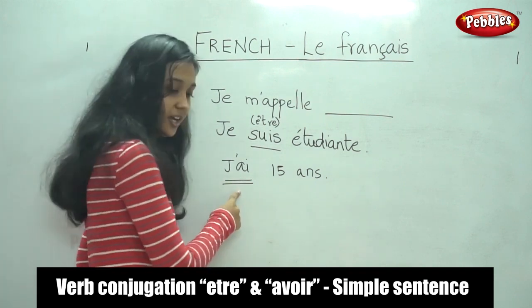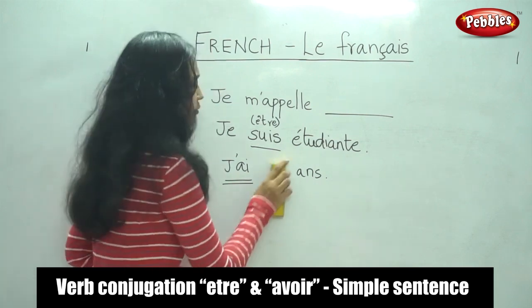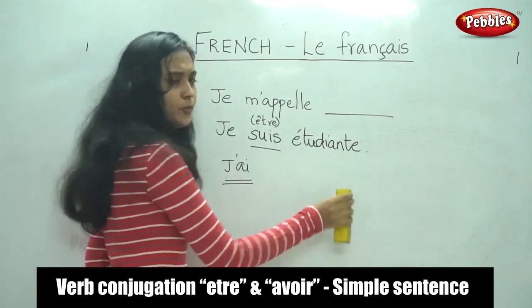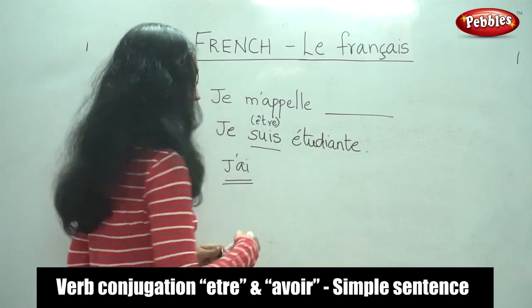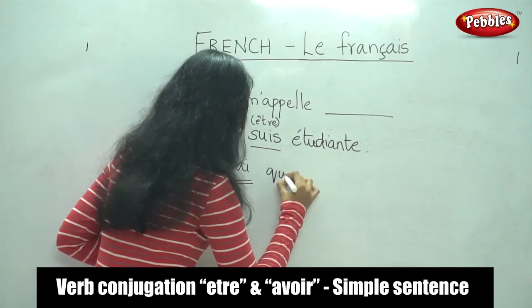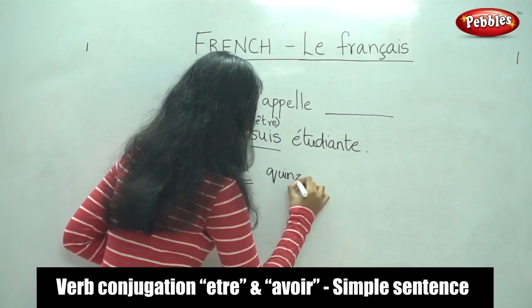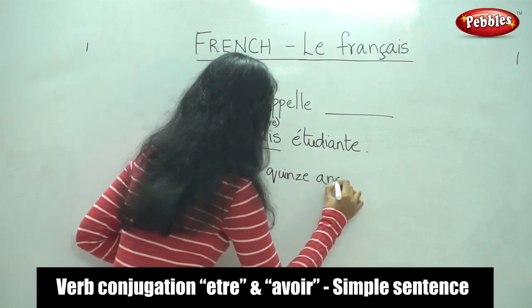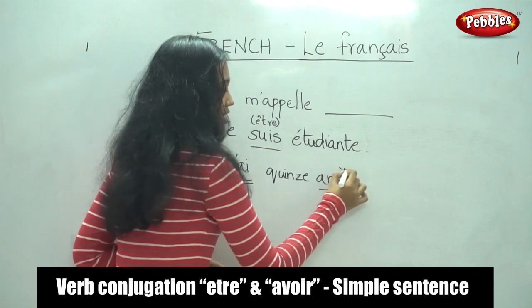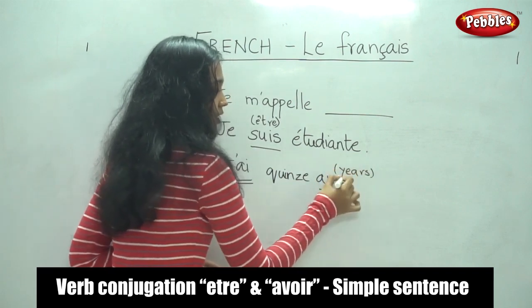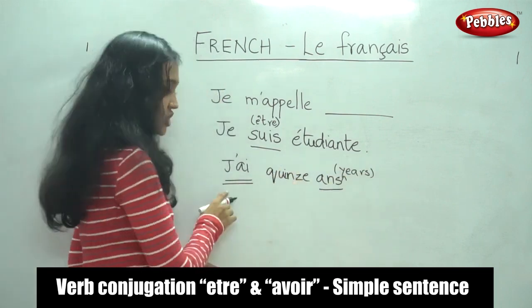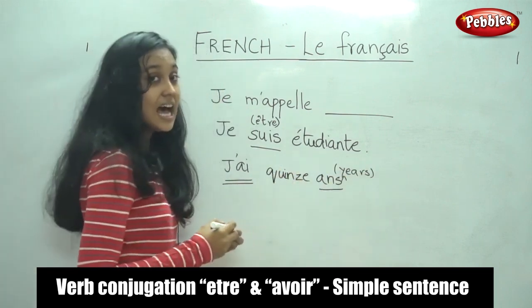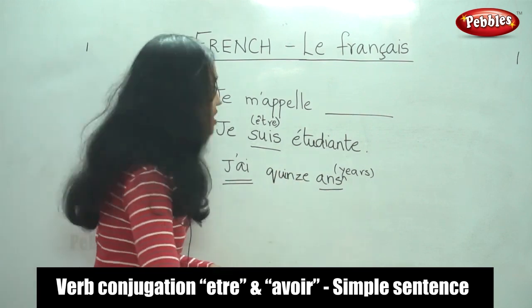So we say j'ai. So what would we say for 15? We have been learning numbers, right? I hope you remember what we say for the number 15. So yes, it is quinze. Ans means years. Okay? So j'ai 15 ans. It means I am 15 years old.